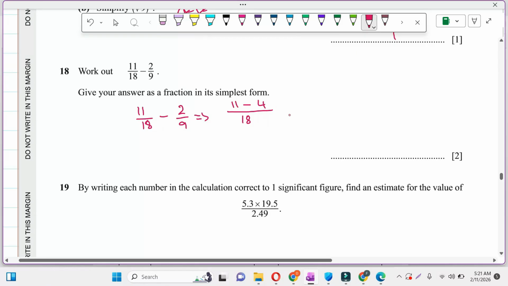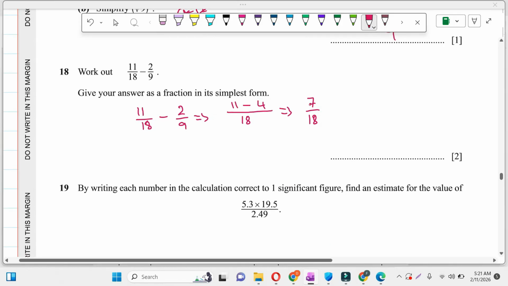So this one is the value which will be 11 minus 4 is 7 over 18. So this one is the simplest form. So it's 7 over 18.